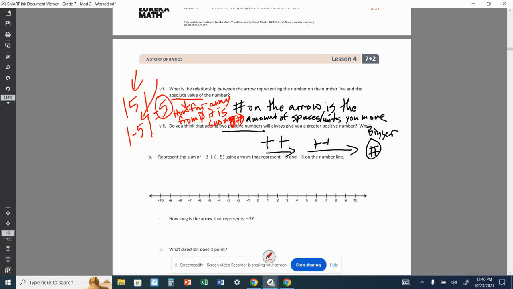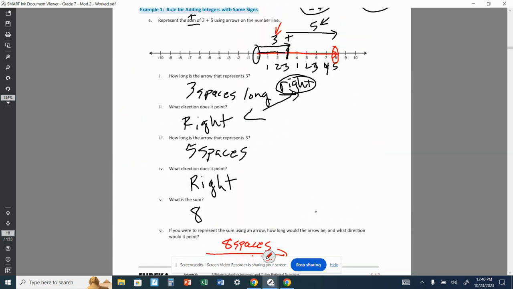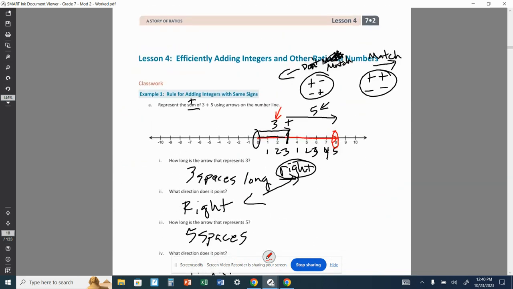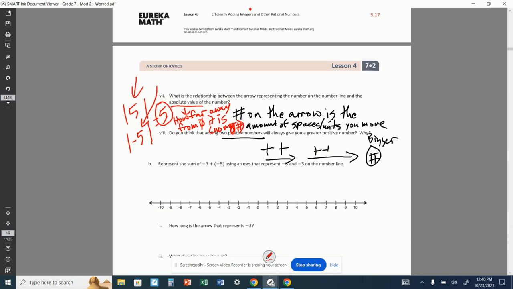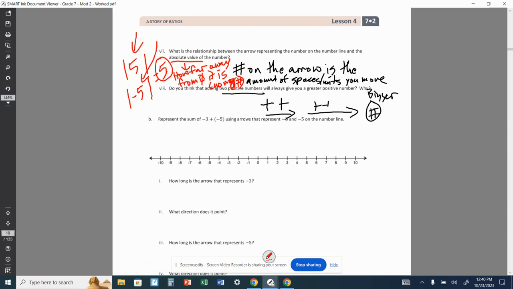Represent the sum of negative 3 plus negative 5. So this is again where this mnemonic device up here, right? We talk about the match, don't match side of stuff. We'll notice here that they don't match. So represent the sum of -3 and -5 using arrows to represent -3 and -5 on the number line.